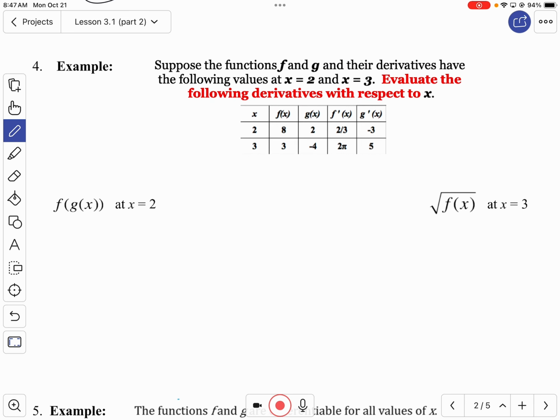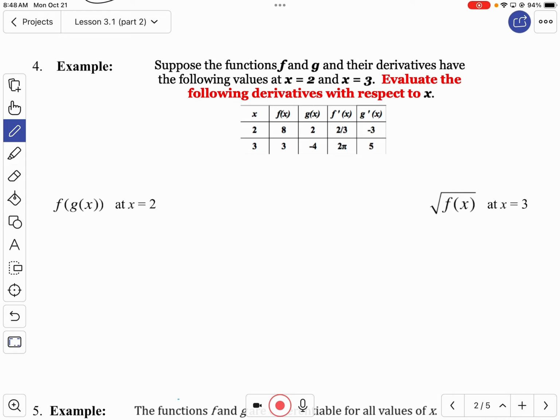So let's look at this. We got F, we got G. They give me certain values at certain values of X. And they want us to evaluate the following derivatives with respect to X. And so here's the first one, F of G of X at X equals 2. So let's walk through that one. It's composition.